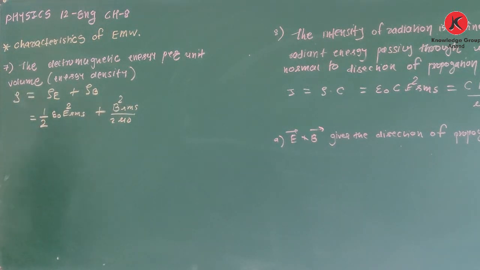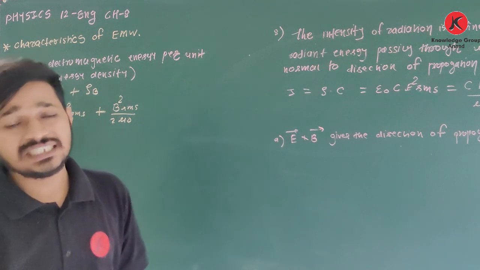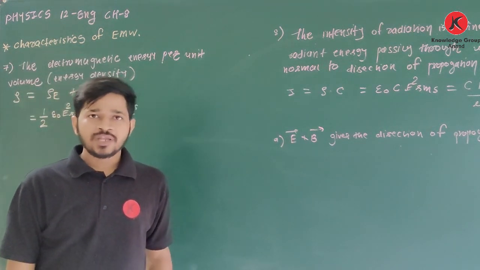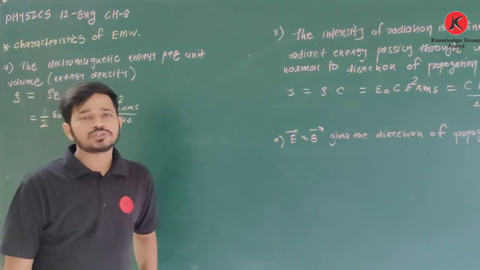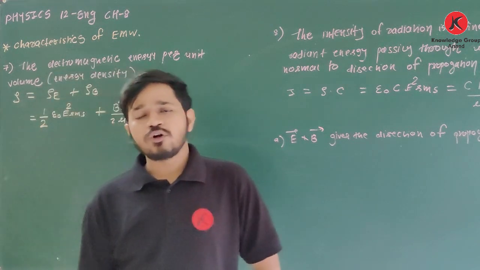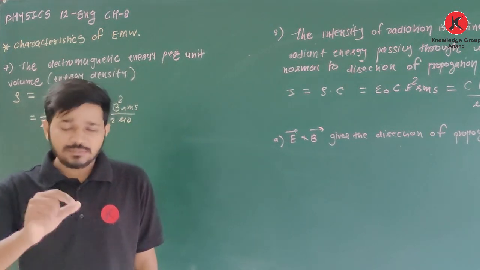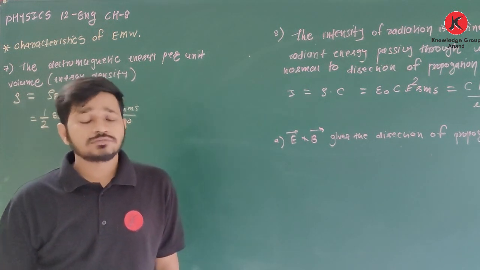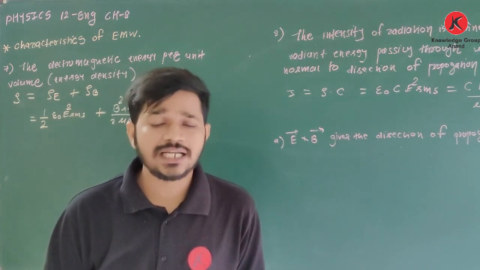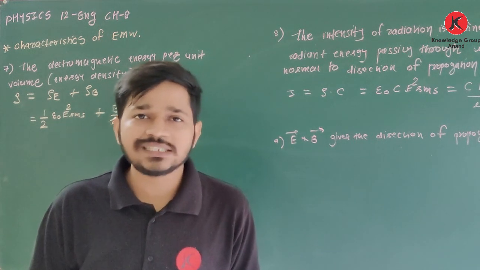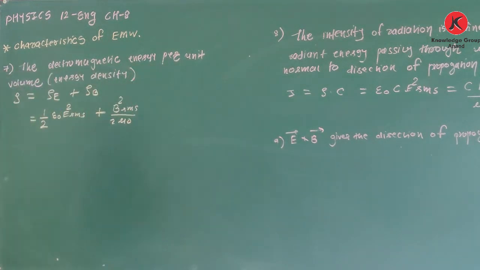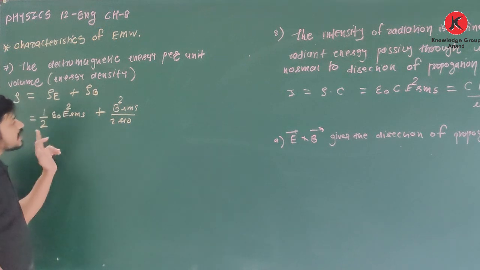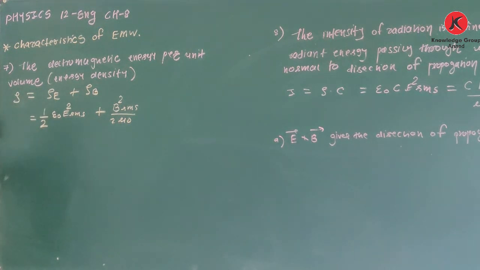Now, why write E square RMS and B square RMS? Because electromagnetic waves are functions of sine or cosine, and sine and cosine are harmonic functions, which continuously vary with time. So its average will be 0. So we have to consider their RMS value. Okay, so it is half epsilon 0 E square RMS plus B square RMS upon 2 mu 0.